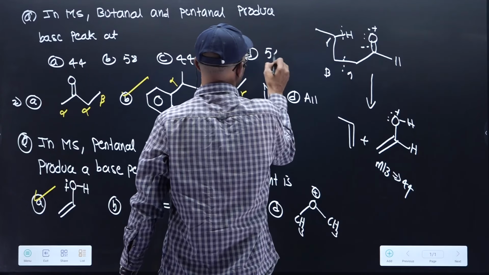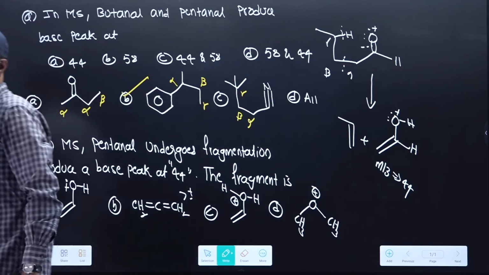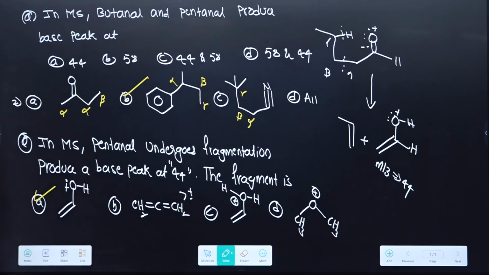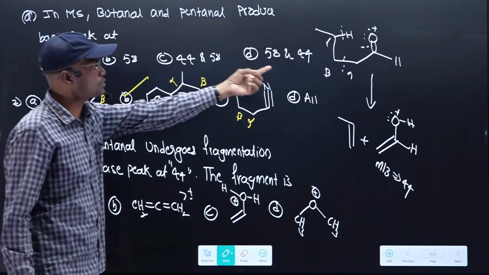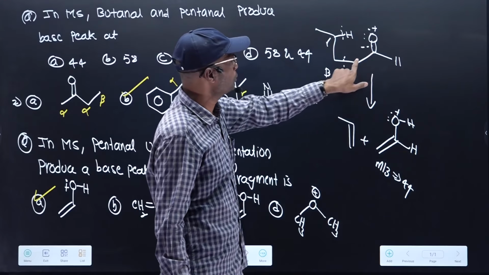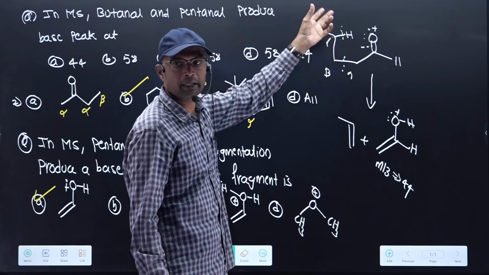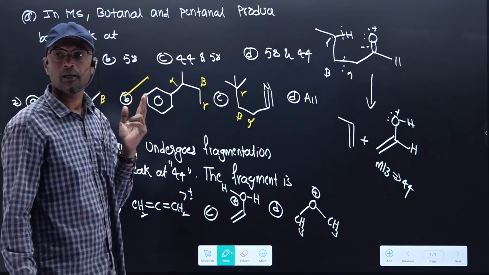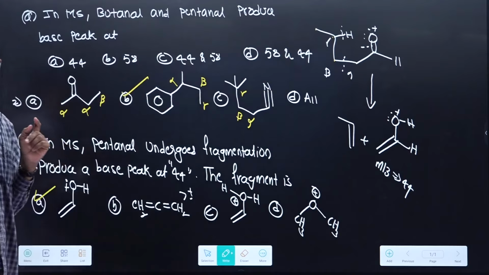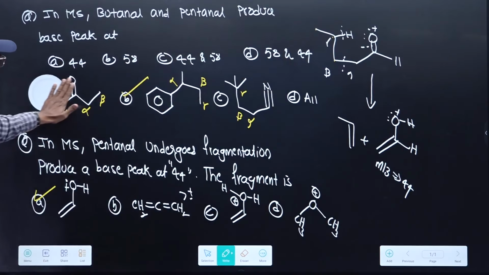D. 58 and 44. Reverse. Butanol has 4 carbons, pentanol has 5 carbons. This is called pentanol: 1, 2, 3, 4, 5. 5 carbons are there. Pentanal. Al is nothing but aldehyde, OL is nothing but alcohol. I am not giving alcohol, I am giving aldehyde. Then can you guess the answer?